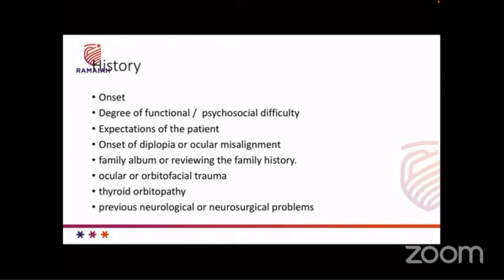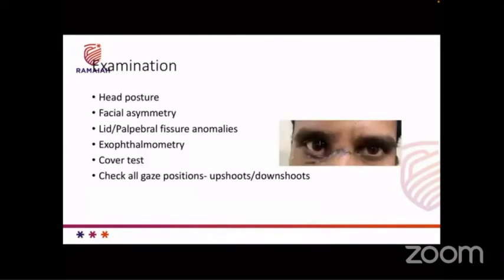and previous neurological or neurosurgical problems. When it comes to examination, a lot of our restrictive strabismus have typical head postures, such as a face turn or a chin lift. So you need to figure out whether there is a head posture. Facial asymmetry is an important piece of examination that you need to see.